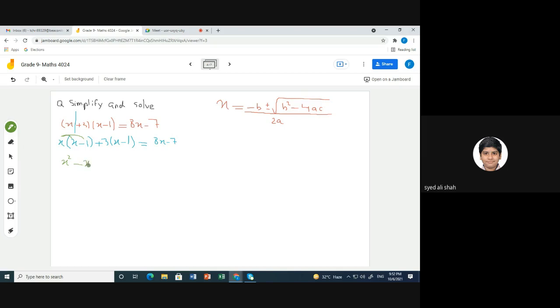x. And then this 3 will be multiplied with x, it will become plus 3x. And then this positive 3 will be multiplied with -1, and it will give me -3. This is positive 8x, it will shift on that side, it will become negative 8x. And this will become positive 7 equals to 0.